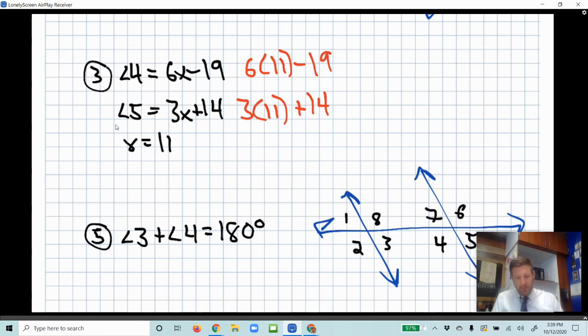And if we work those out, we get 66 minus 19, which is 47. So that angle is 47 degrees. And the other one is 33 plus 14. And so that's also 47. So interestingly, all of that to see, okay, so the two angles, angles 4 and 5, are congruent.